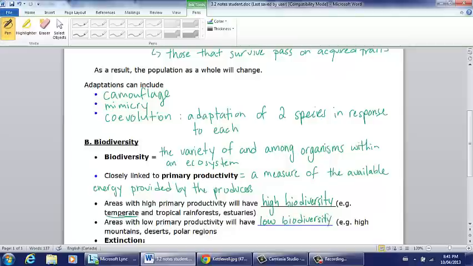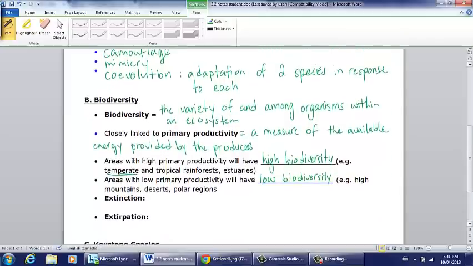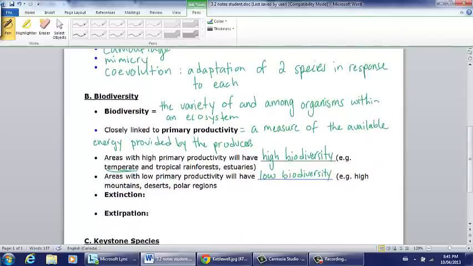These types of ecosystems with low primary productivity and low biodiversity are really fragile. The loss of even one species can greatly affect the ecosystem. Sometimes this can lead to both extinction or extirpation, or both. So extinction is when a species completely disappears from Earth. So when a species is gone completely from Earth.